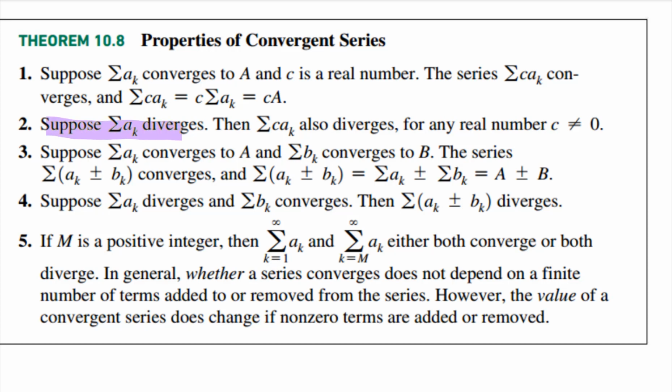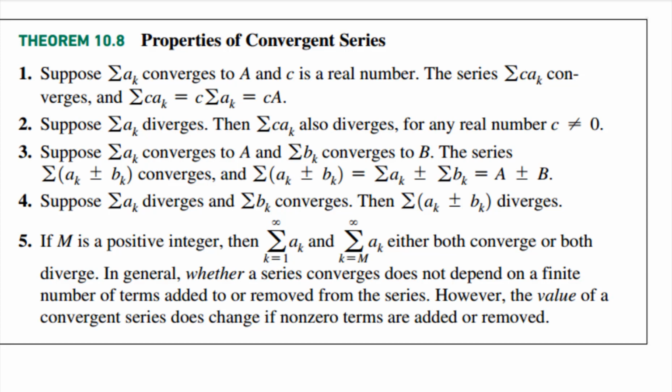All right, now let's suppose that our sum of a sub k diverges. Well, if you multiply it by a constant, it's still going to diverge, just as long as that c isn't 0. What's infinity times 4? It's infinity. What's does not exist times 12? Doesn't do anything. So if the sum diverges, I don't care what constant you multiply by, as long as it's not 0, it's still going to diverge.